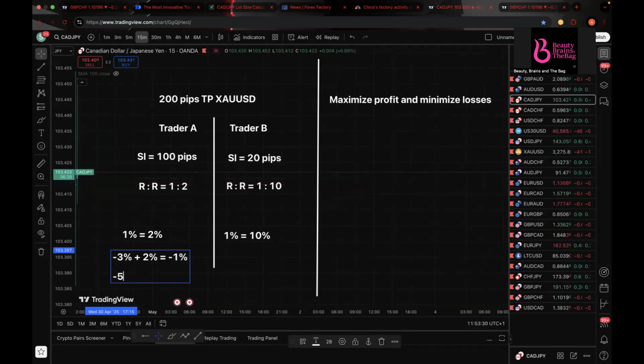And that's why it always looks like a very, very big hassle coming back from a drawdown, because of the risk reward ratio. If the person has 5 losses in a row, now the person has already lost 5%. So the moment the person wins one trade, the person is going to win 2%. So the person is still in a drawdown of 3%.